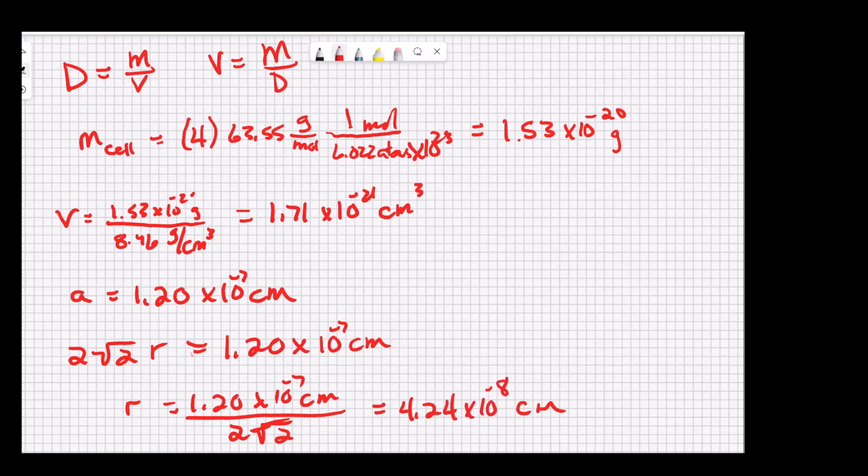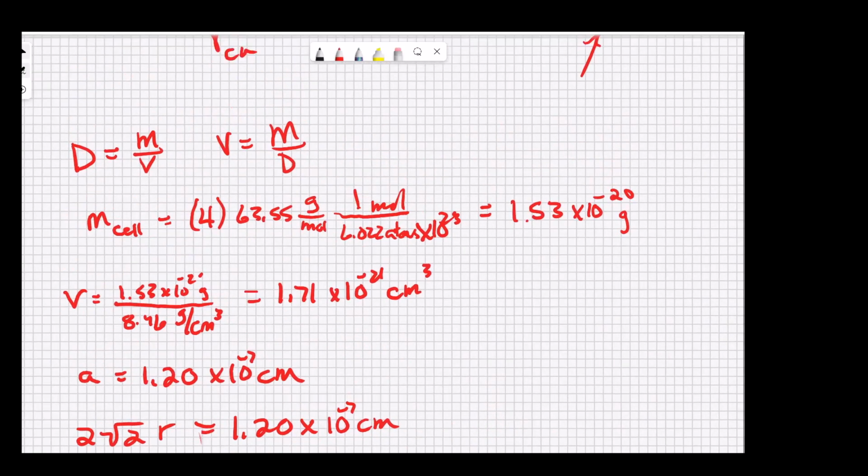4.24. That seems big. It seems like we probably made a mistake somewhere in a calculation. This is the right methodology, but this is telling me that the radius of an atom is 42 nanometers, or 424 angstroms. That's 100 times bigger than it's supposed to be. They should be closer to 400 picometers and not 400 nanometers or 400 angstroms. So something's off here a little bit.